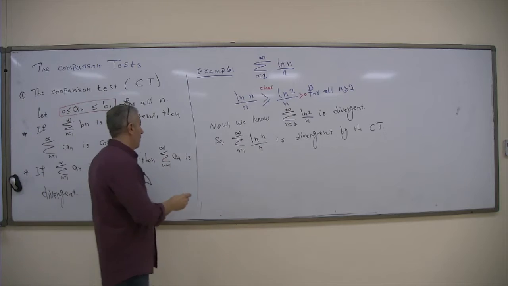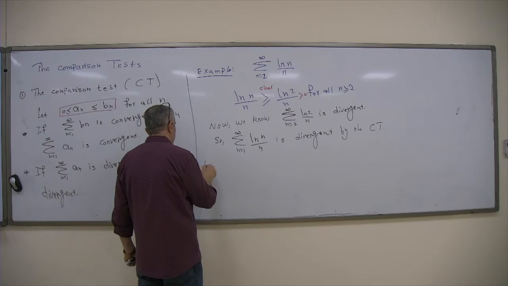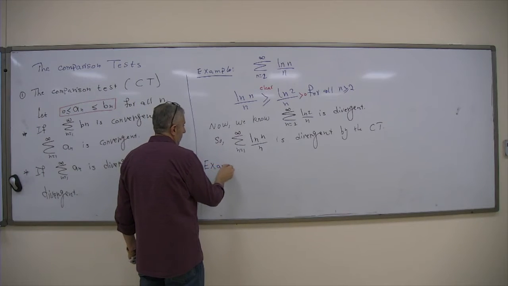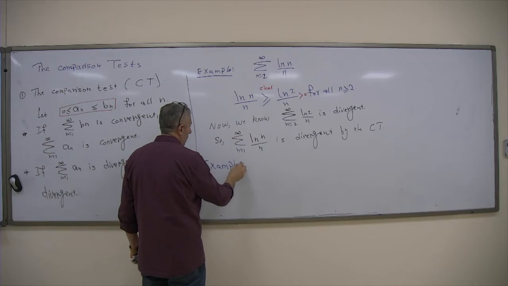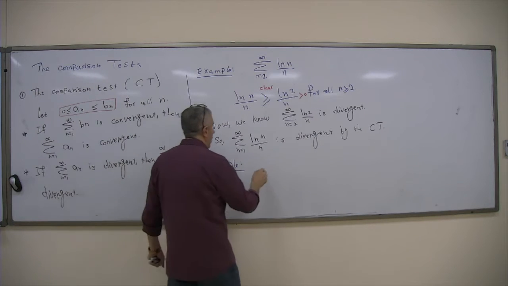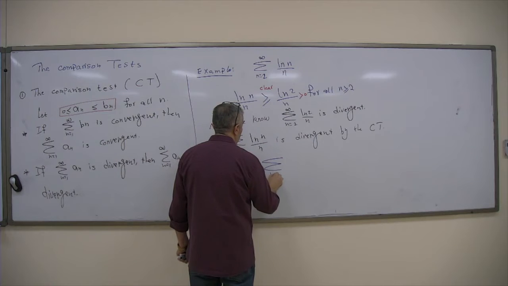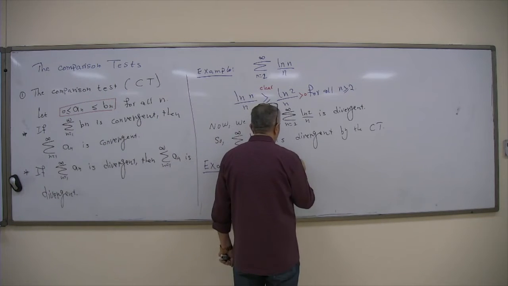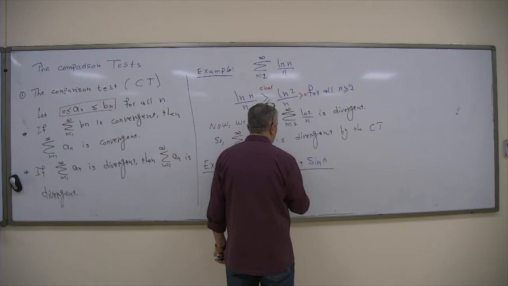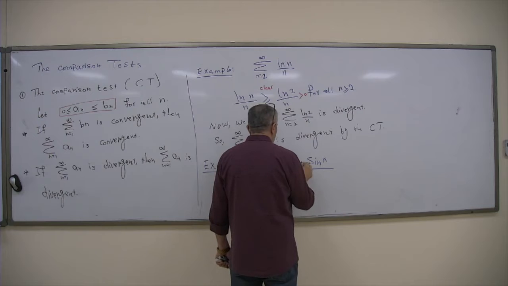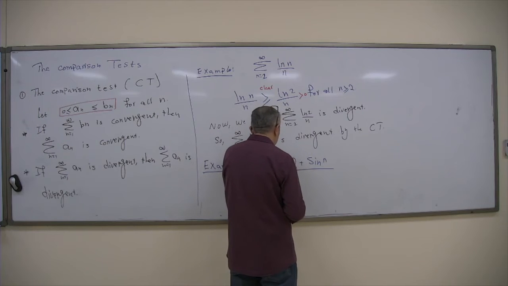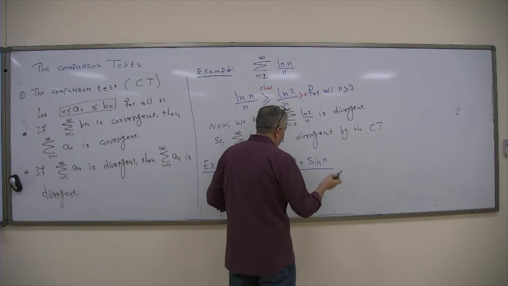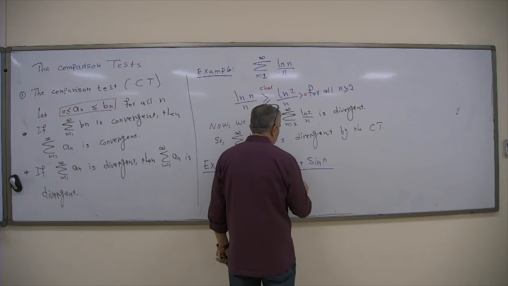Using the comparison test, I can say here that the series is divergent by the comparison test. Okay? Example 2. Summation n from 1 to infinity of 2 plus sine n over, well, let me make this, okay, 2 plus sine n over n squared plus 5.